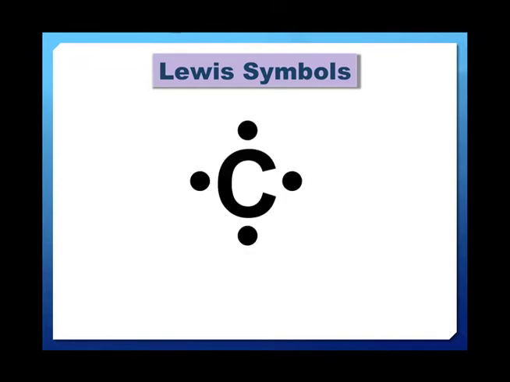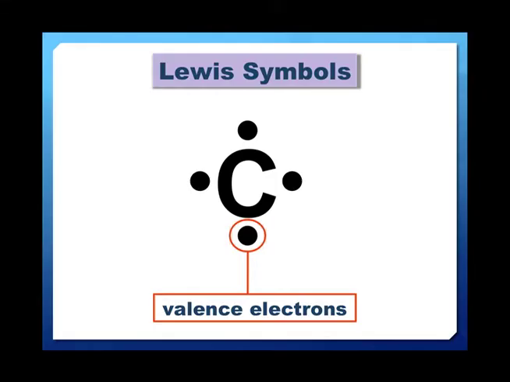A Lewis symbol will consist of an element's chemical symbol surrounded by some dots. These dots are the valence electrons of that atom. When we place these dots, we must use 4 coordination sites, or basically the area to the top, bottom, left, and right of the chemical symbol. And we will place 1 electron in each location before doubling them up, sort of like Hund's rule.